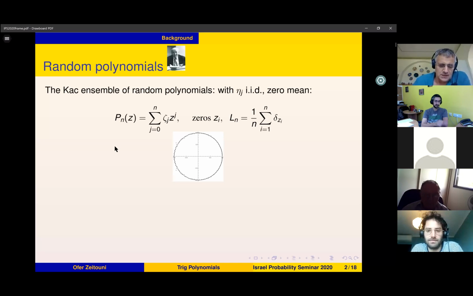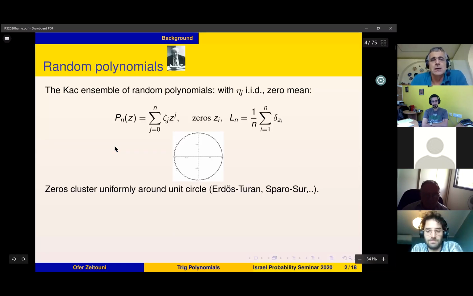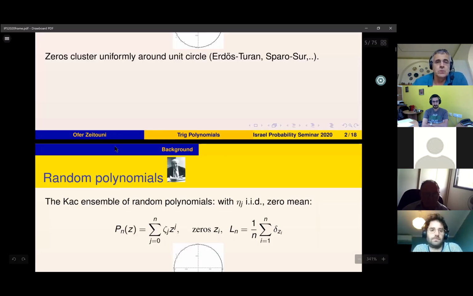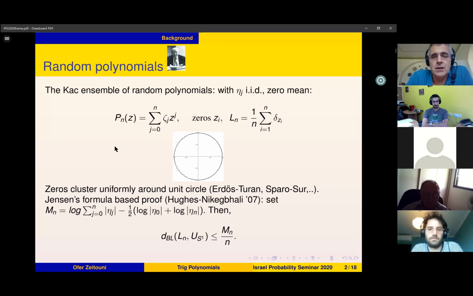This fact is well known: zeros cluster around the unit circle, and in fact they cluster uniformly around the unit circle. Those are very old results of Erdos and Turan, Sparrow and Schur. There's a very nice, modern, and quick proof of this fact, which is based on a deterministic fact, looking at the logarithmic potential associated with the empirical measure.